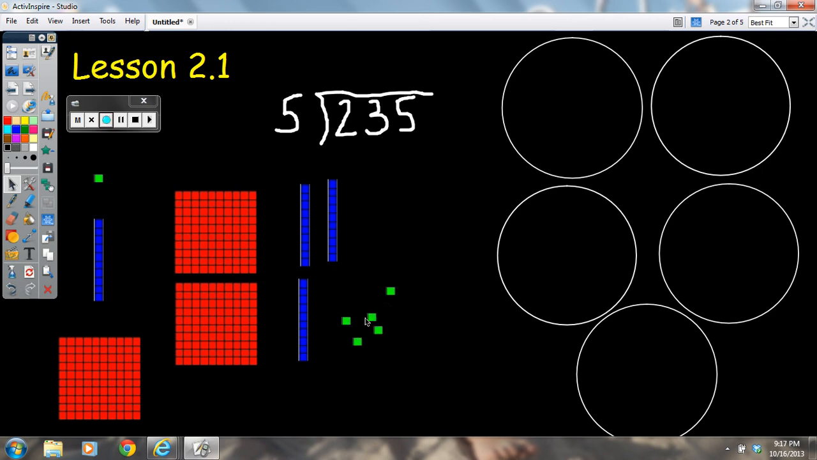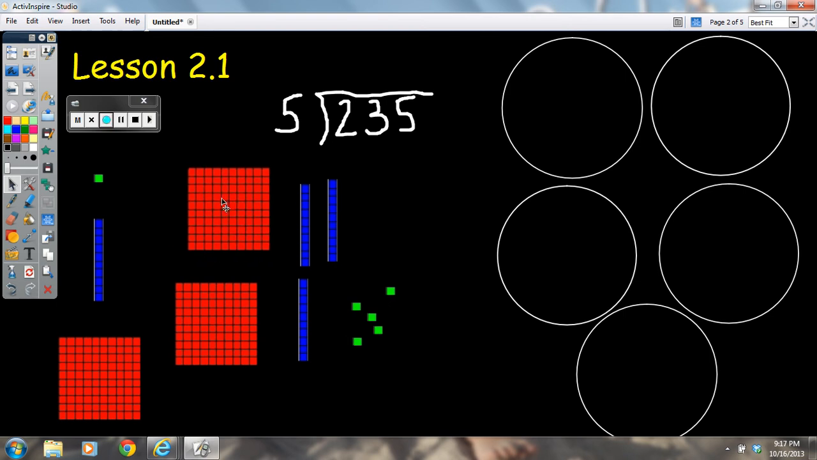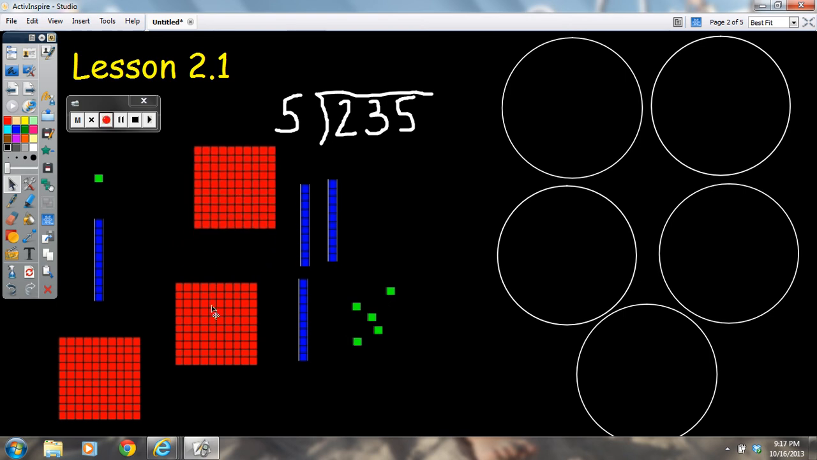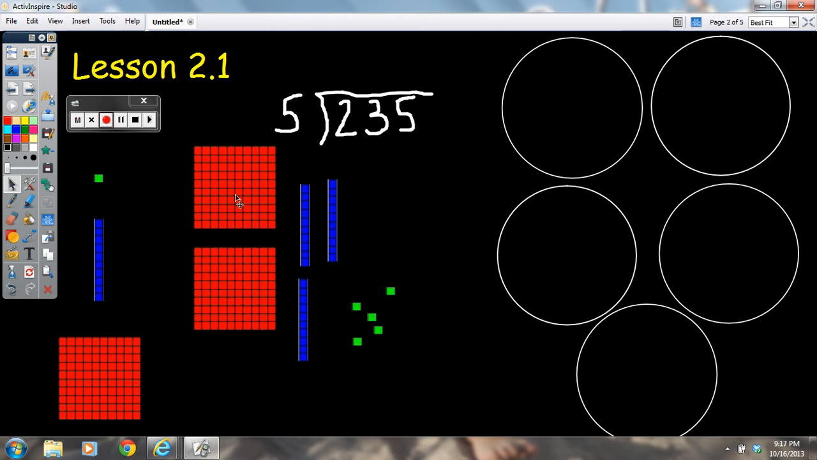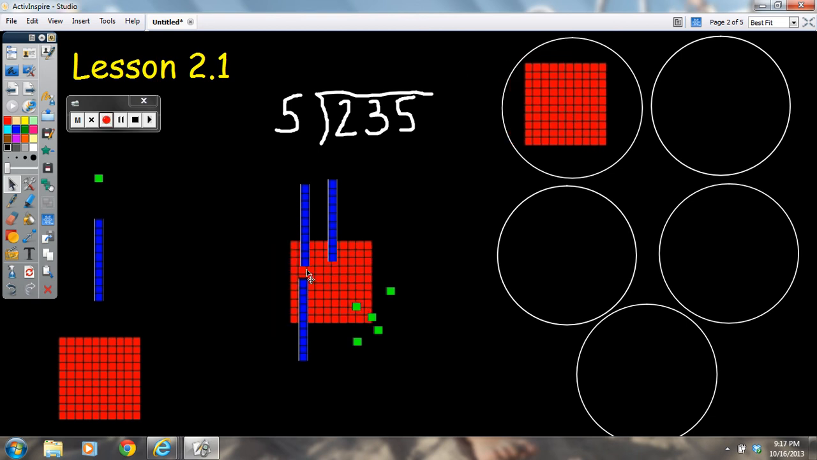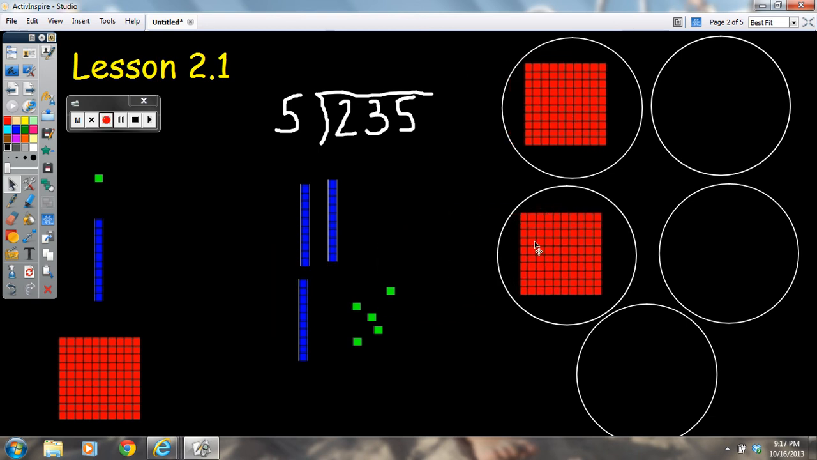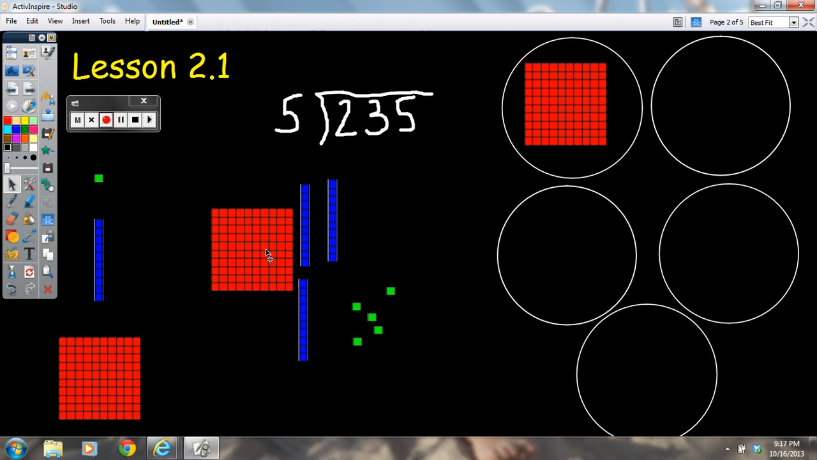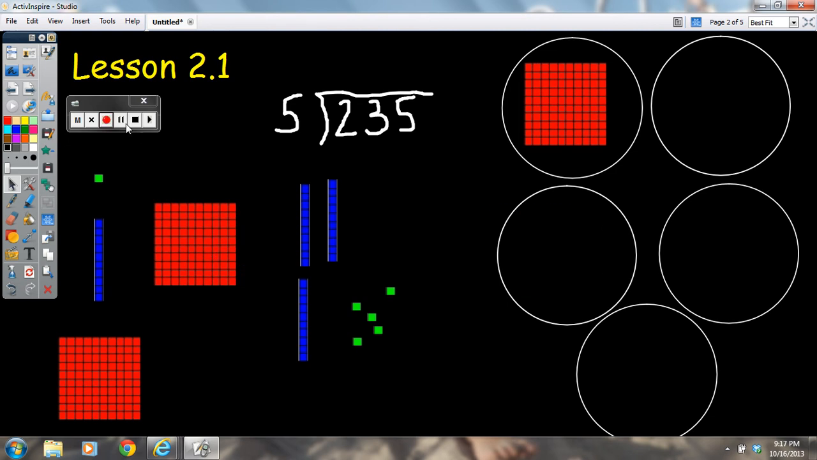Whenever we do that, we start with our largest place. We start with our hundreds blocks. We have 2 of these hundreds blocks here. Now, we need to ask ourselves, can we take these 2 hundreds blocks and evenly distribute them into the 5 groups? And the answer is we can't. If we were able to put them into the groups, only 2 of these groups would have a hundreds block.